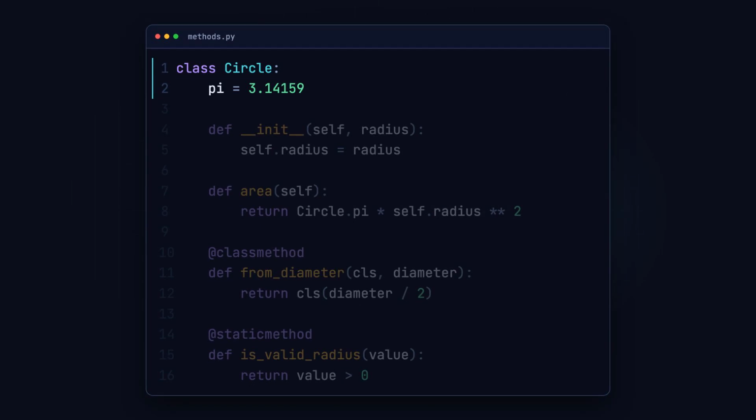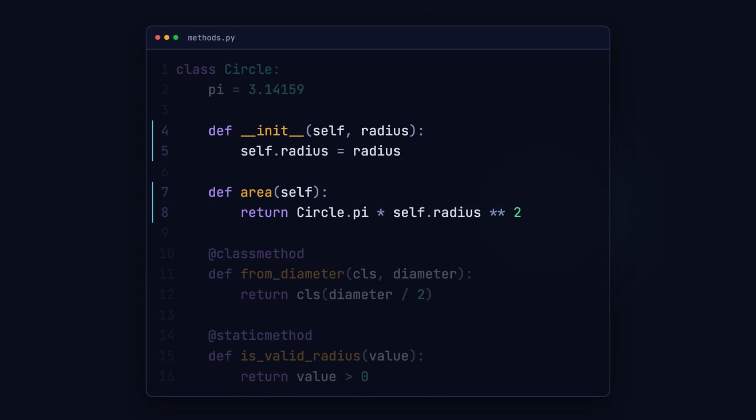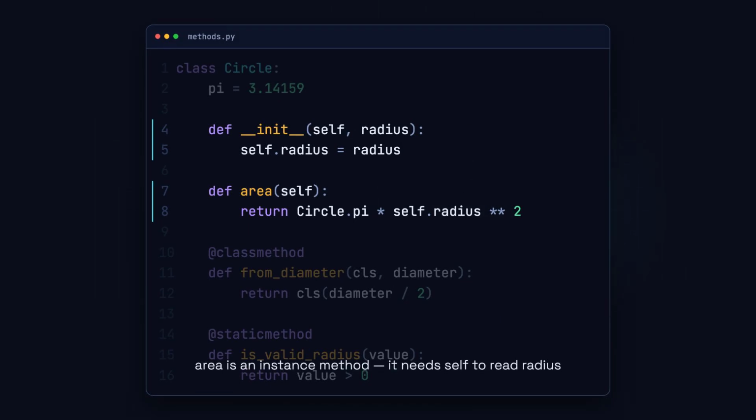Here is a circle class. It stores pi as a class attribute, one value shared by every circle, not belonging to any single instance. The area method is a regular instance method. It receives self, so it can read that particular circle's radius and multiply it by pi.